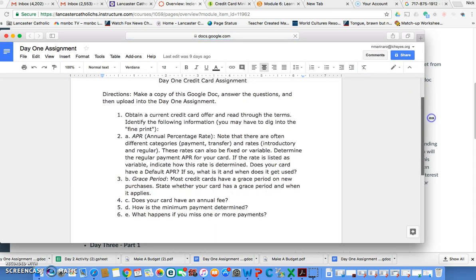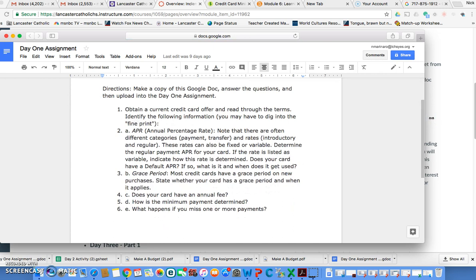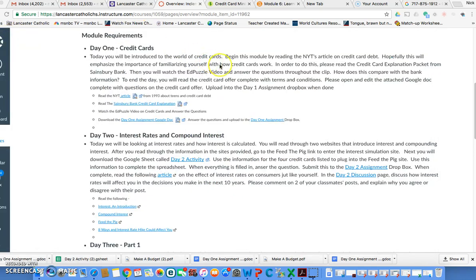What's the APR? Can they find the annual fee in there? Where are the directions in there? What happens if they miss a payment? If they miss more than one? Read that fine print, and figure out what the consequences are for using that specific card. And then they'll actually upload that into the day one assignment box.